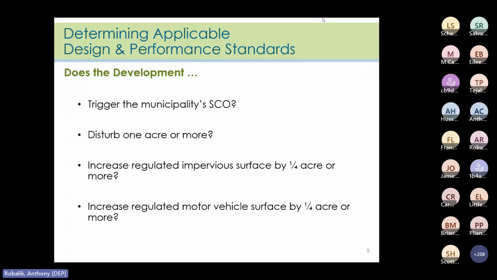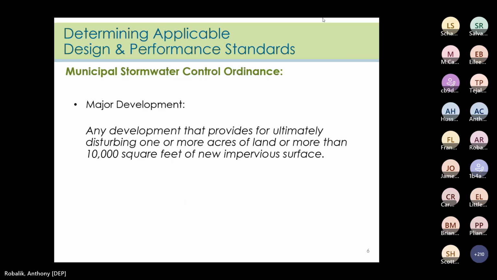Even if the quarter acre major development trigger isn't in your municipality's ordinance, remember that the quarter acre increase in motor vehicle surface is also the trigger for when water quality treatment is required. This municipality did adopt a slightly different definition of major development than what's in the MS4 permit. They include the 1 acre disturbance, but they also include anything that creates more than 10,000 square feet of new impervious surface, which is just about a quarter acre. But both are the trigger for major development in this municipality.